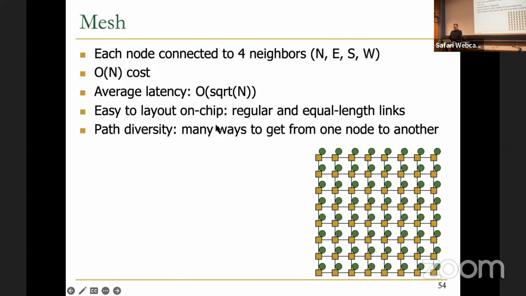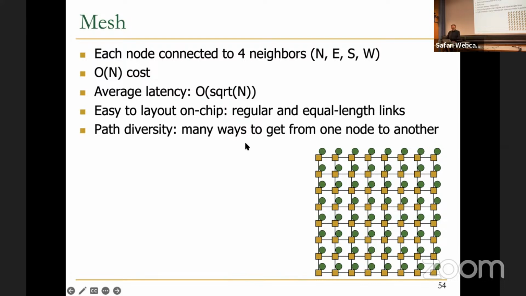So it is easy to lay out on chip, because it's regular and has equal length links. So this is very good for mesh. As you increase the size of your network, and as you add nodes to your network, you don't need to increase the lengths of wires. That's very good. That's really important. That makes mesh a very suitable candidate for many of these interconnection networks.